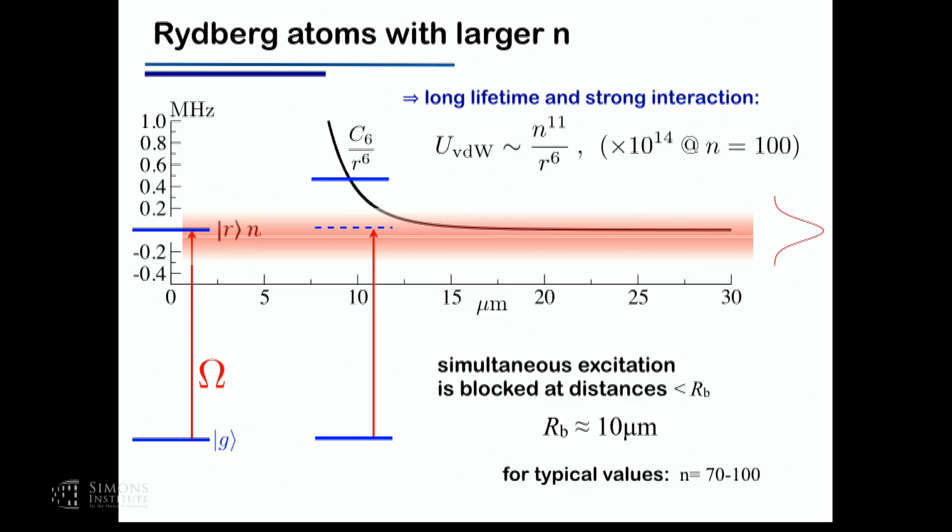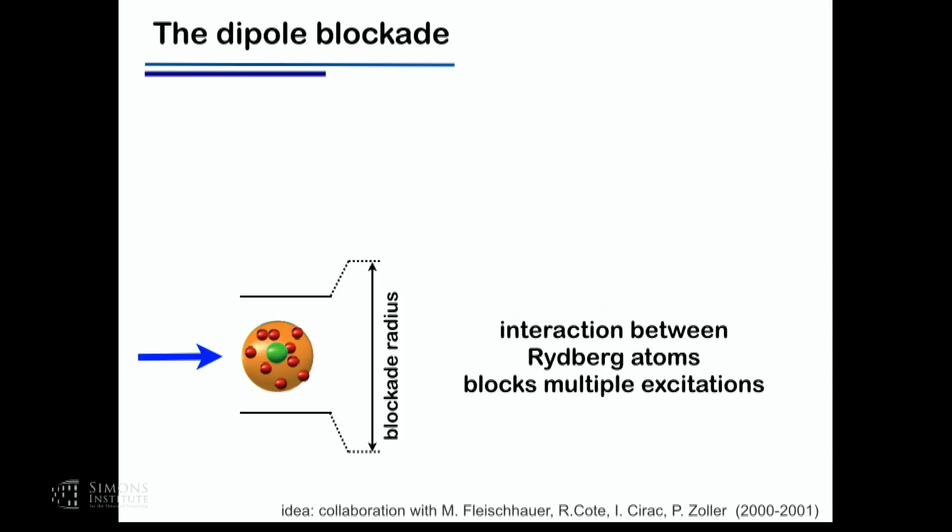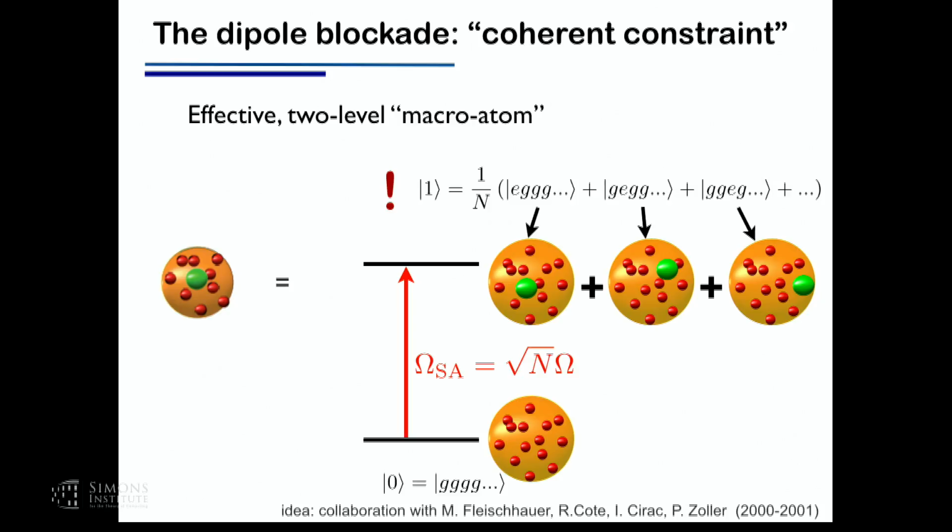So one can actually generalize this situation to more than just two atoms. If you start with a group of atoms, an ensemble of atoms localized to a length scale smaller than this blockade radius, and try to excite them simultaneously, you will be able to excite just one atom in this cloud, but not more than one. So basically, interaction between Rydberg atoms in this case will block multiple excitation. And in fact, what you will end up with is effectively a two-level system, where the two accessible levels are the state with all atoms in the ground state and one atom excited.